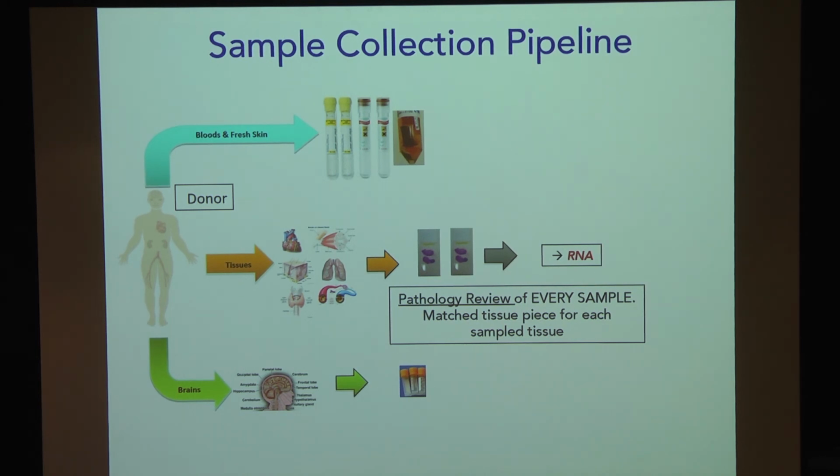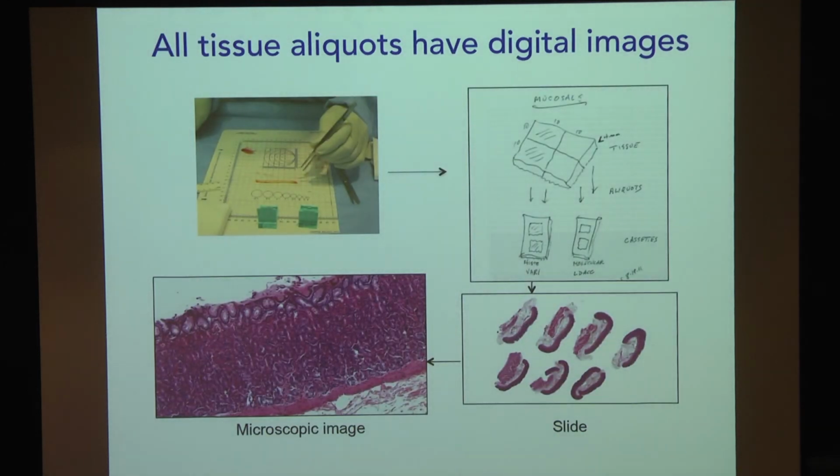One of the important things we did was pathology review of every tissue. This is one of the largest databases of a pathology reference of normal tissues that there is, because normally you don't get this sort of histology and pathology review on this many normal tissues. So we did this for every single tissue, and there was a matched tissue piece for each sampled tissue. I'll just spend a few moments on that because that was an incredibly valuable piece of data for GTEx.